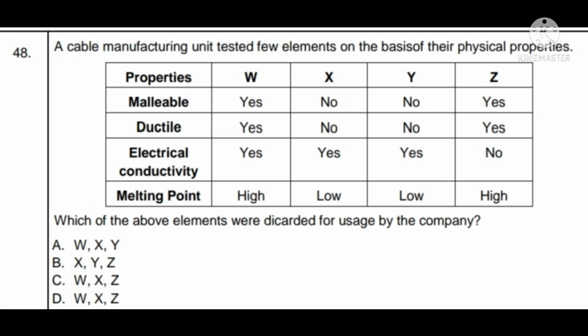Question number 48. A cable manufacturing unit tested few elements on the basis of their physical properties. Which of the above elements were discarded for usage by the company? Here the answer is option B, X, Y, Z.